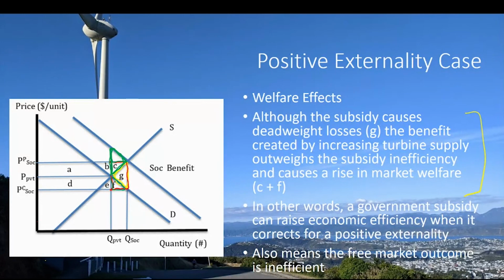All right, and so, conclusion: government subsidy can raise economic efficiency when it corrects for a positive externality, and the free market outcome, the private outcome here, is inefficient. It's not the best we can do. Leaving the free market to its own devices is not going to give us the best economic outcome that's possible. Government intervention can actually do good here. It's actually going to improve the overall well-being of people in the market overall, while causing some benefits and losses to people along the way.